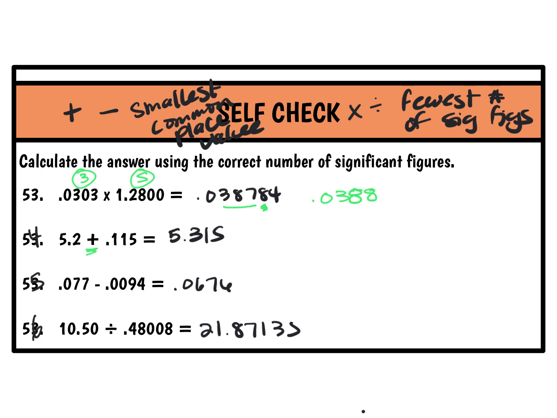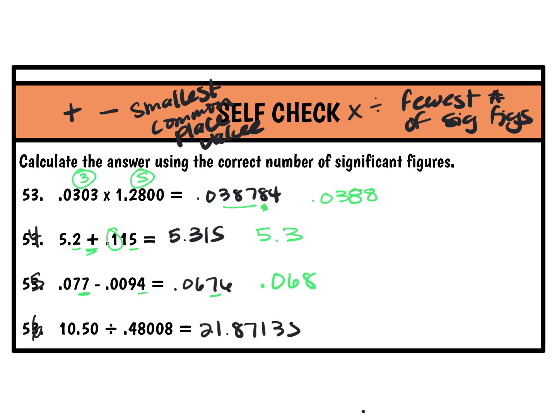We're doing some addition here. So remember, we want the smallest common place value. So this goes to the tenths, this goes to the thousandths. So our final answer is only going to be able to go to the tenths place. So this will be 5.3. Subtraction, again, the smallest common place value. So this goes to the thousands place. This goes to the 10,000s place. So the smallest one they have in common is this thousands place. So I'm going to make this 0.068.